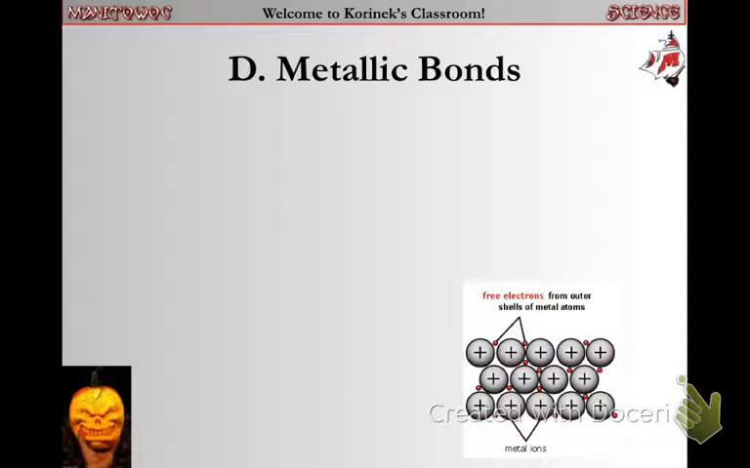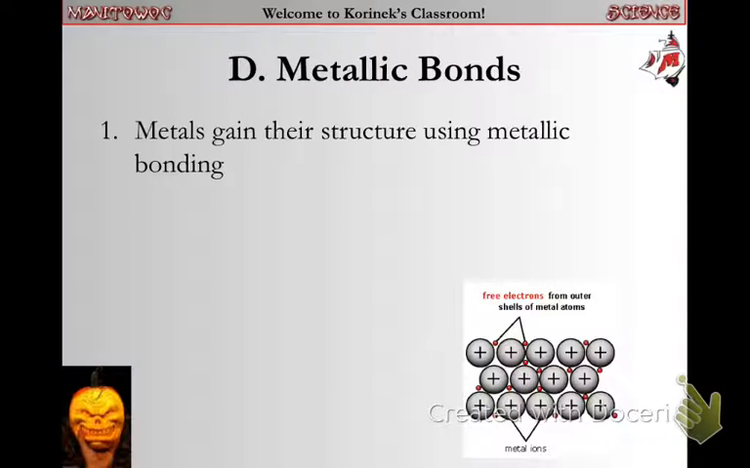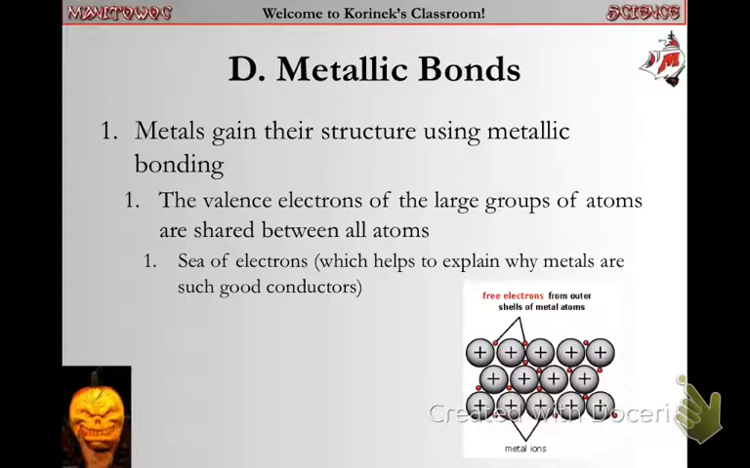All right, the last type of bond then is going to be called a metallic bond, probably the one that you're influenced by most in life, the one that you can see most easily. Metals gain their structure using metallic bonding, and so if you've got any metals around, like a water bottle or your desk chair that you sit in class, the legs of the chairs there, metals are all around us. And metallic bonding happens when the valence electrons of a large group of atoms are shared, essentially, between all atoms. And chemists often call this a sea of electrons.